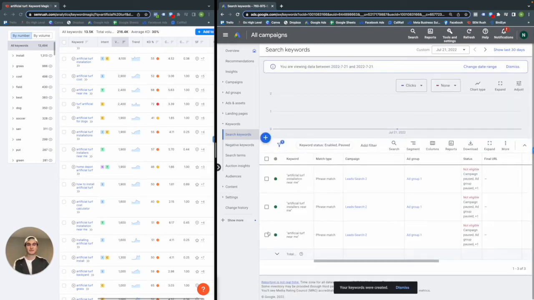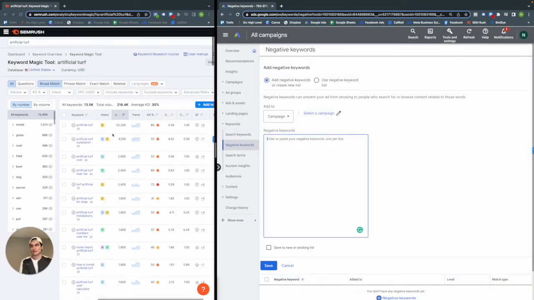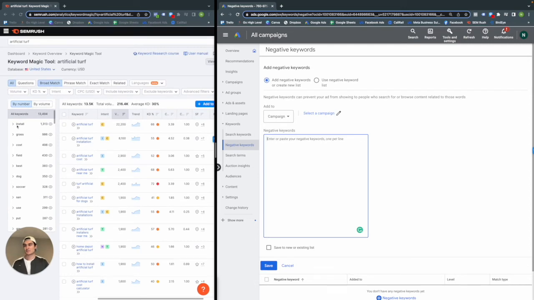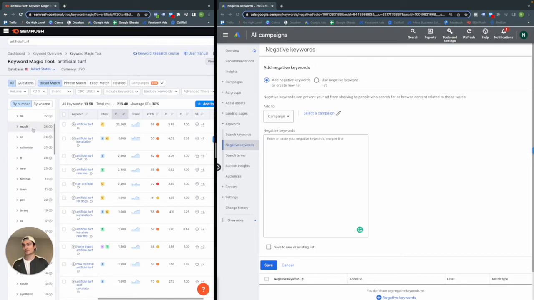So we're going to press save here. We're going to go into keywords, negative keywords. We're going to add a few keywords here. And you can use the left-hand side here if you want to, all keywords. You kind of use this and it'll show up what keywords are related to install, to grass, etc., right? Football. We don't really want to show up for football. So you kind of use the left-hand side here.